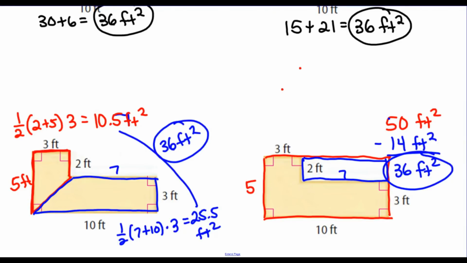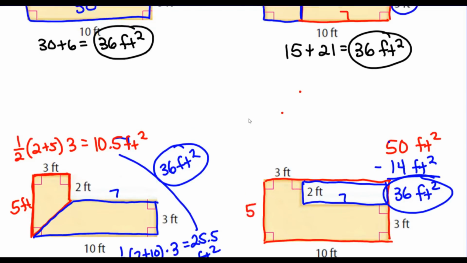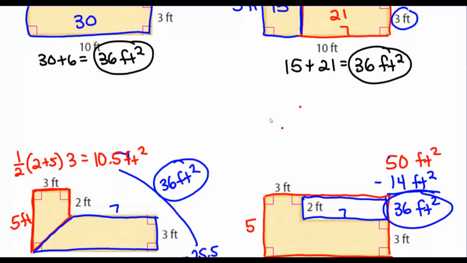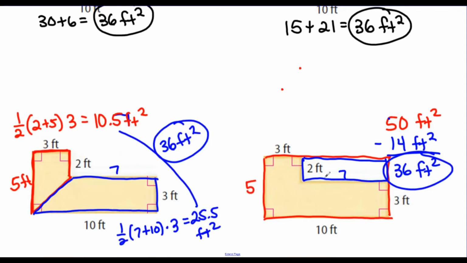So you can get the correct area many, many different ways when it comes to composite shapes. So really, however you see it or whatever makes sense to you, obviously that's going to work. But just be careful with your measurements and make sure you find the correct measurements if you have to figure them out if they're not given to you.